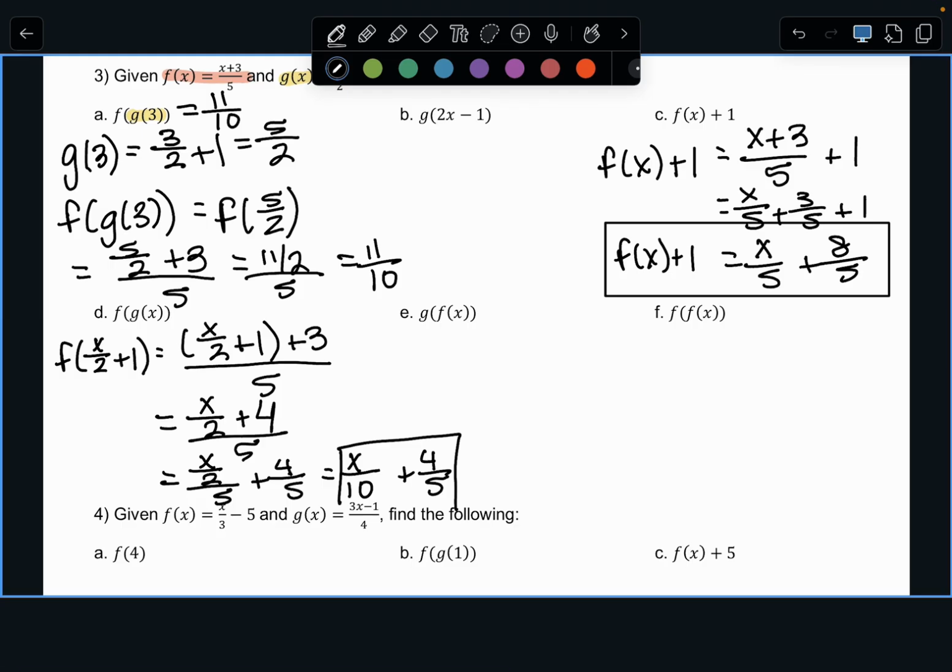Okay, so I split it. Yeah, you can totally, this works. Yeah, and then split it up, so x over 5 over 2, 3 over 5 over 2. And then over here I think is x over 10.